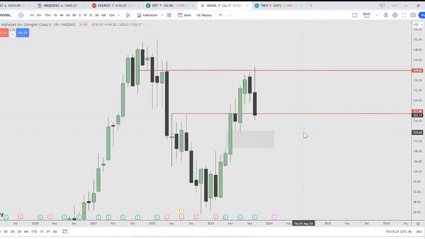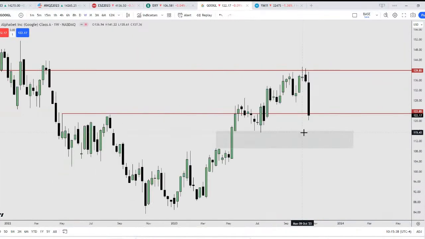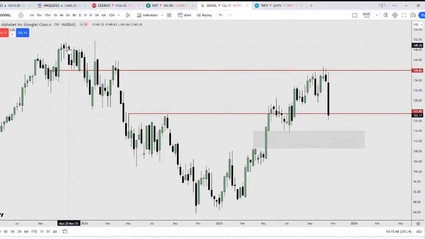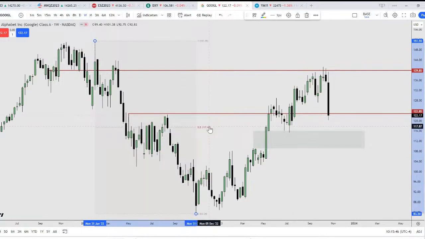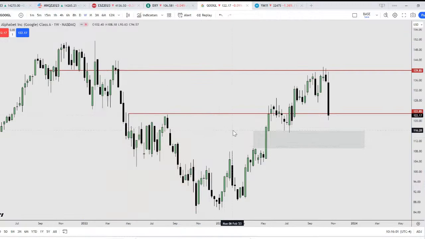So far, I think it's basically trading in a range. Okay, so this is the current dealing range, and it has basically traded from discount to premium, and I believe it's going to trade from premium into discount once again. So yes, that's for Google. Okay, next I'm going to cover Nvidia.